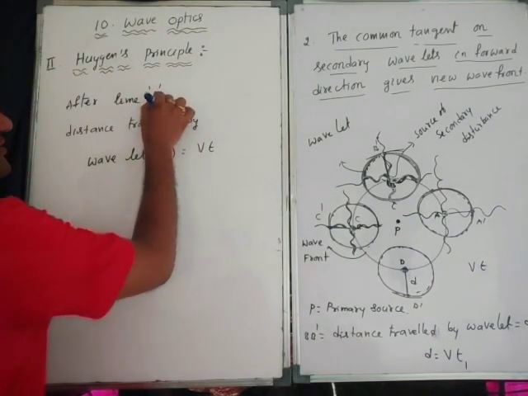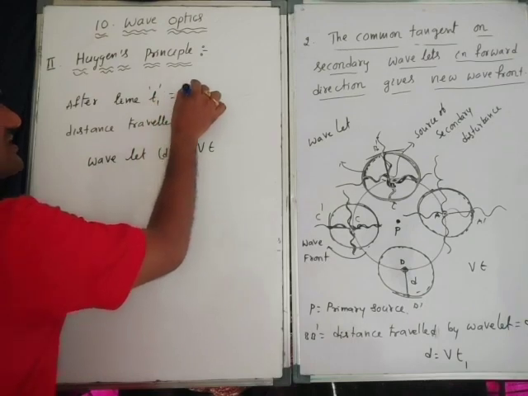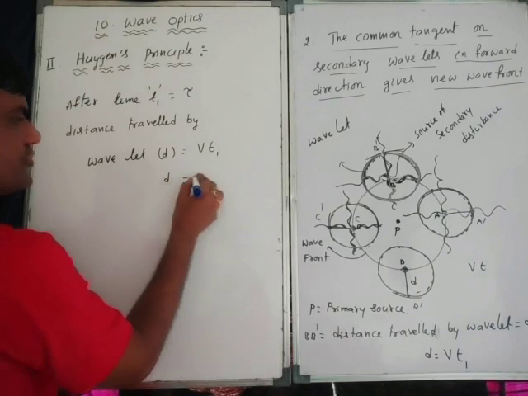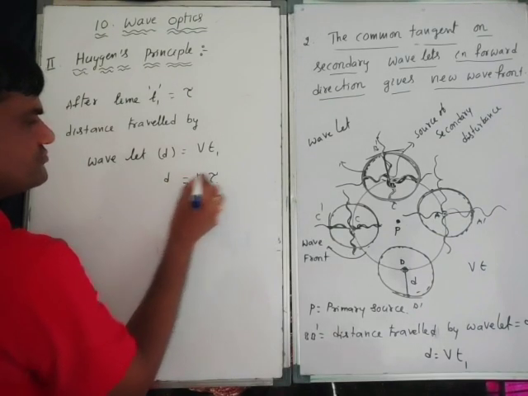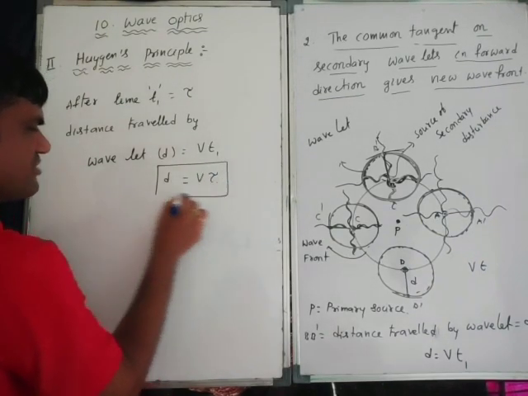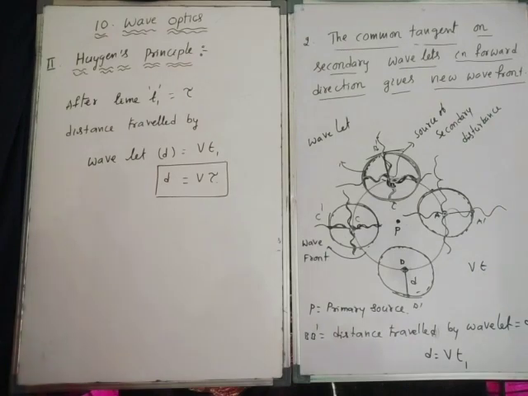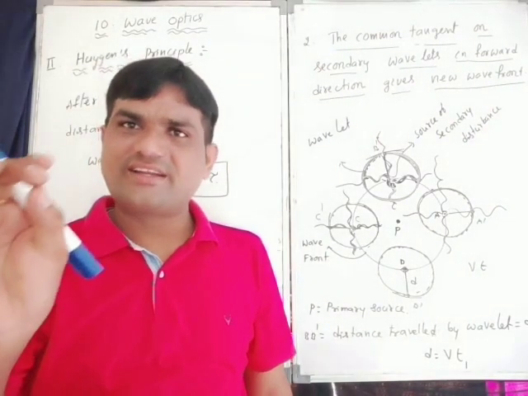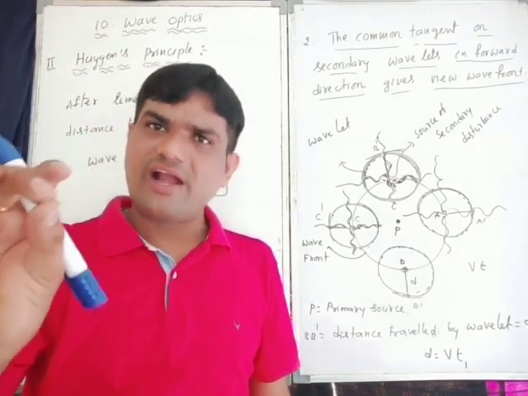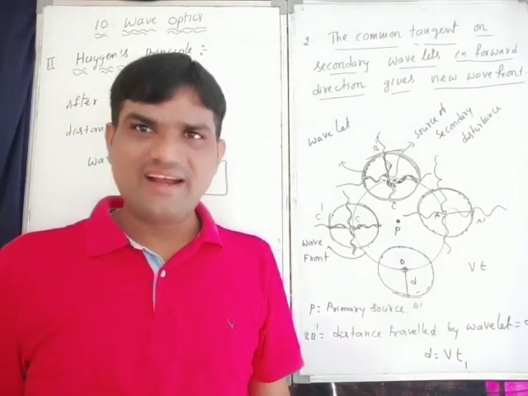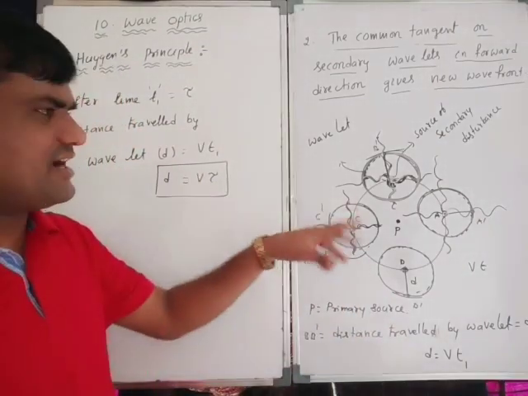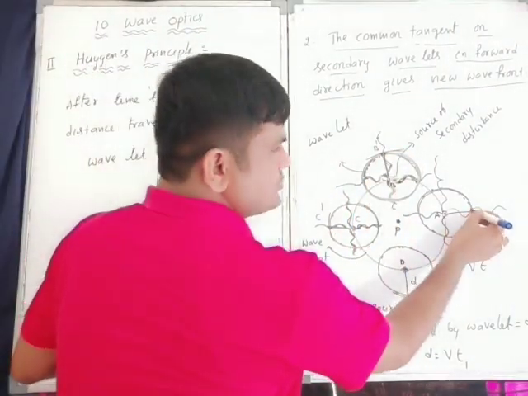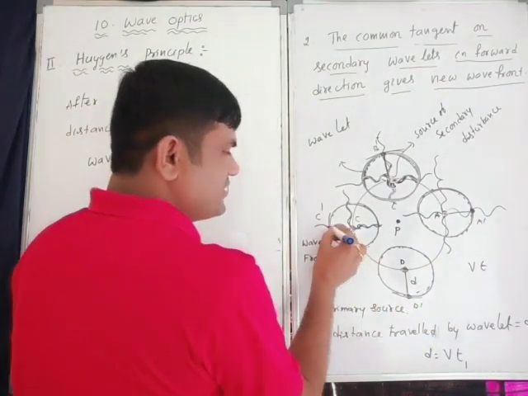This t, I will call T1 time. T1 time I will consider as tau itself. Therefore, here D is equal to v into tau. What is the meaning of D? Distance traveled by wavelet in T1 seconds. Similarly, for example, again here, this point and this point and this point.